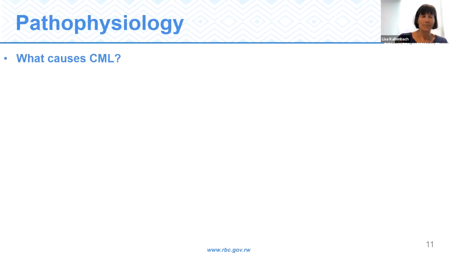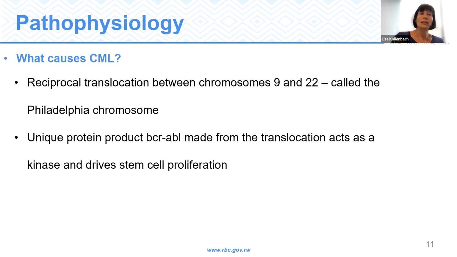What causes CML? So CML is caused by a translocation between chromosomes 9 and 22, which is also called the Philadelphia chromosome. So a small piece from 9 goes to 22, and a piece from 22 goes to chromosome 9. That forms a unique protein product called BCR-ABL, and that acts as a kinase which drives the stem cell proliferation. It takes away the off switch.